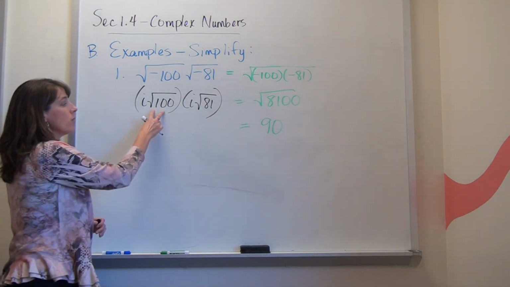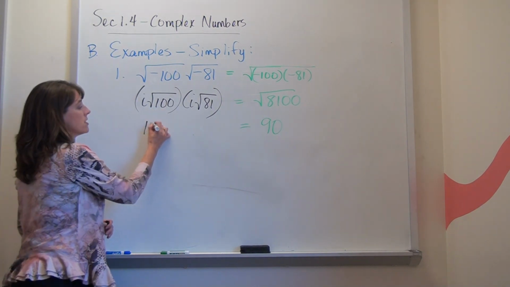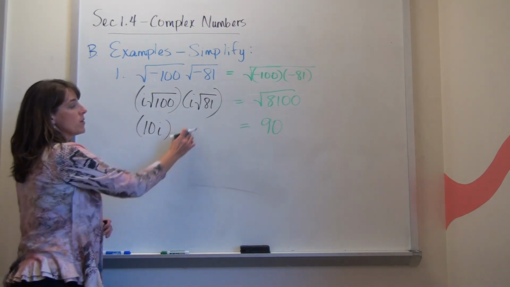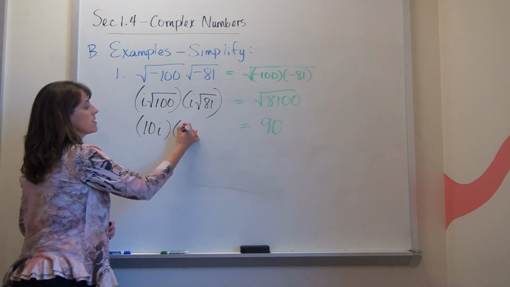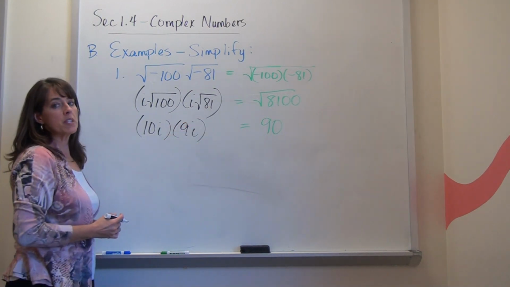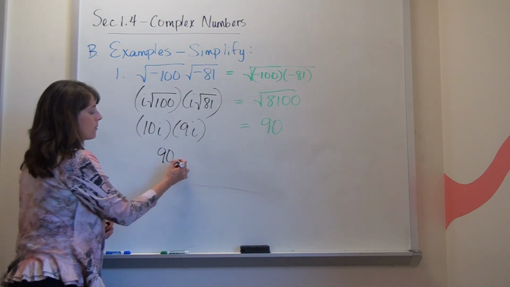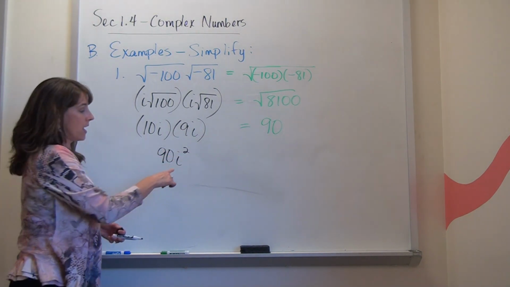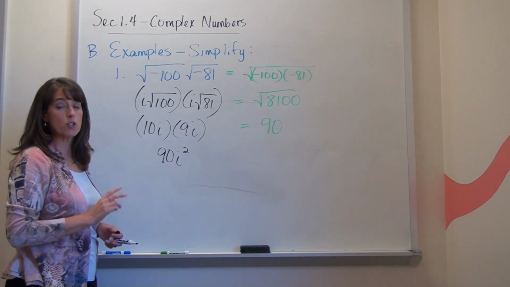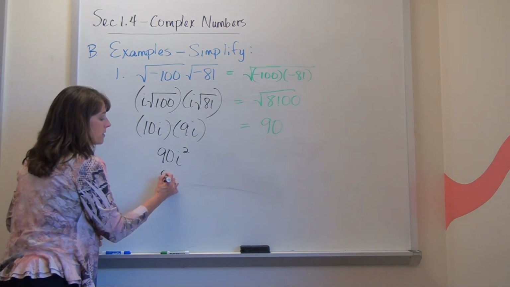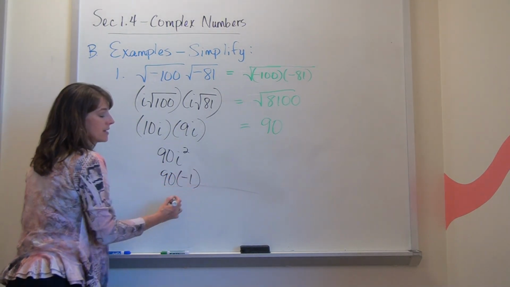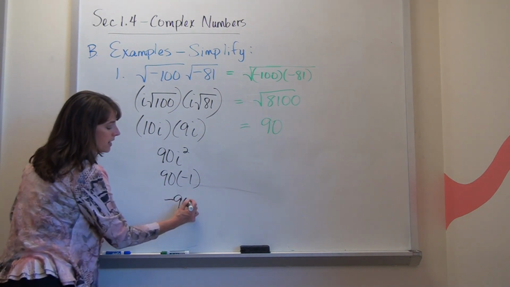Now at this point, we all know that the square root of 100 is 10, so this is a 10i. And we also know that the square root of 81 is 9, so this is a 9i. But then at this point, 10 times 9 will be a 90, and i times i will be an i squared. And i squared, remember, as soon as you see i squared, you should be thinking negative 1. So this is a 90 times a negative 1, which is actually a negative 90.